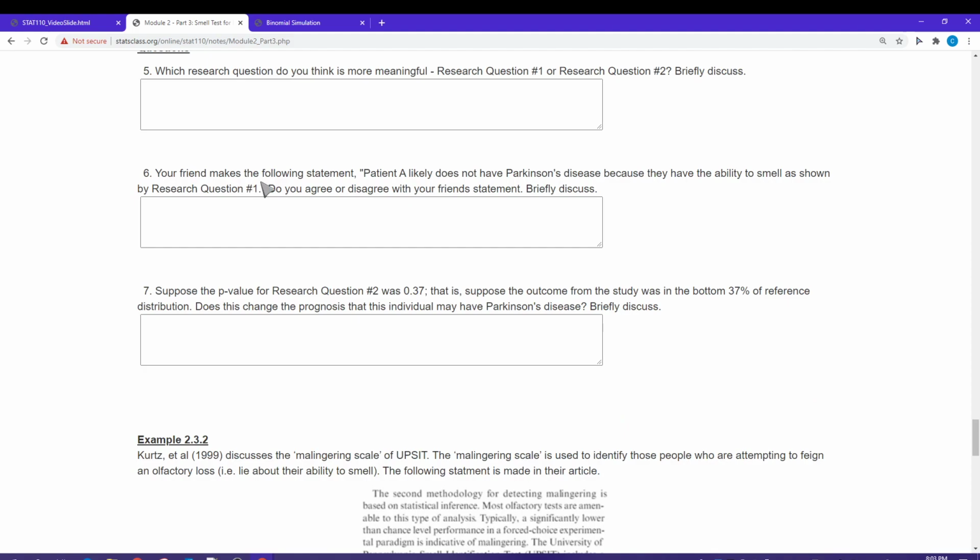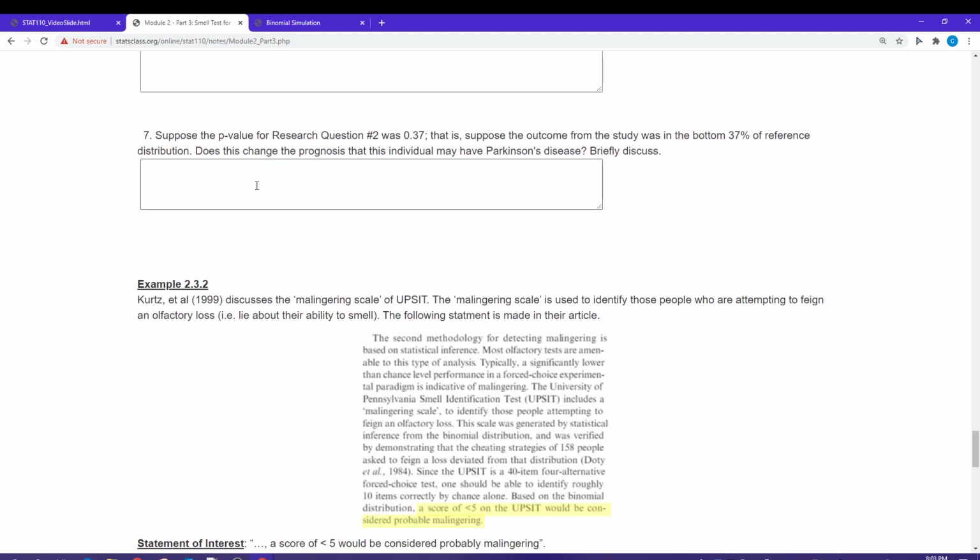Question number 6 just asks you about the following statement. Patient A likely does not have Parkinson's disease because they have the ability to smell, as shown by research question number 1. So suppose somebody makes that statement. I just want you to reflect on whether or not you agree with that statement. Suppose the p-value for research question number 2 was 0.37. Does this change the prognosis of the individual in terms of Parkinson's disease? And the answer to that would be yes.